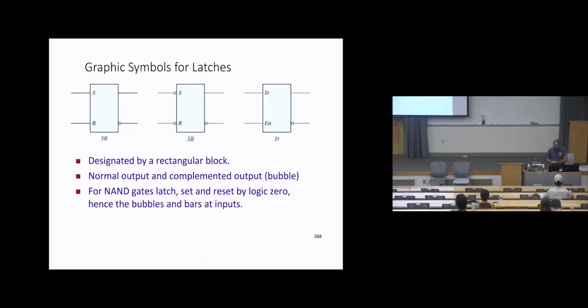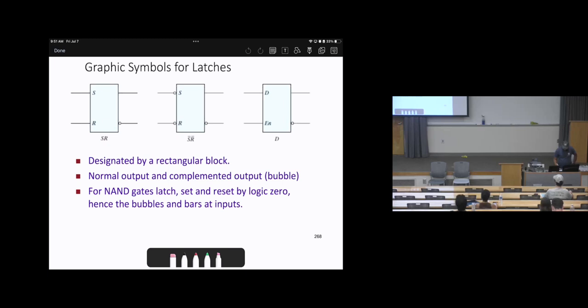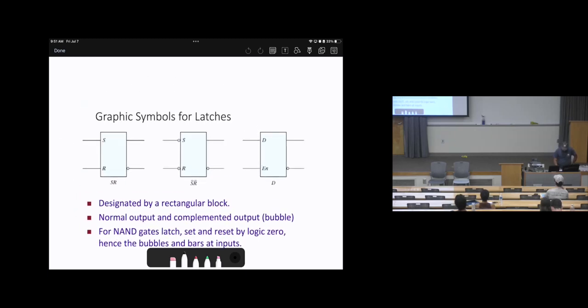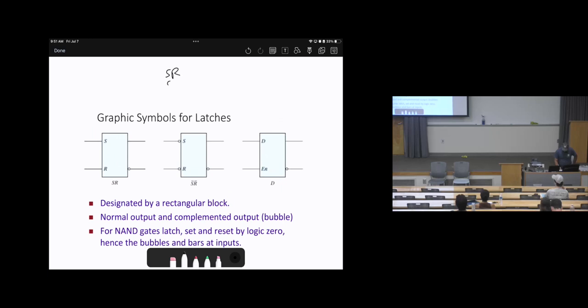Okay, today's topic, we will continue with the latch. Then we will also discuss the flip-flops. Overall, we have discussed so far three types of latch: the SR latch, the SR latch with enable or with gates, and the D latch with gates or enable. I'm sorry, D latch. All of them are latches.